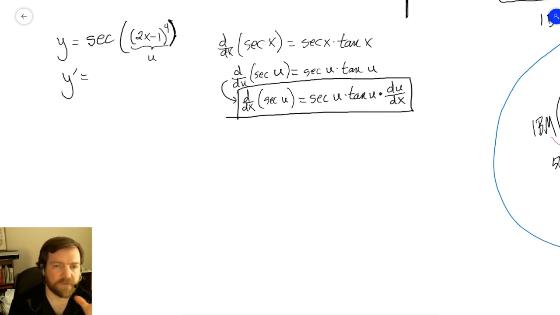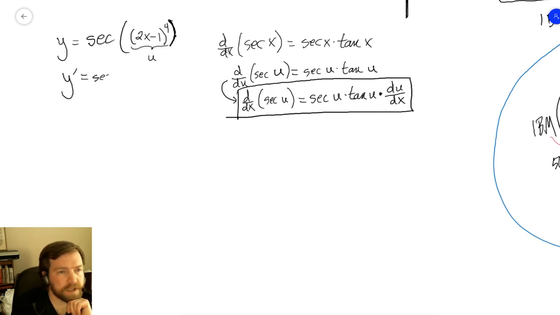You got an embedded function u inside of the secant function. So the derivative of the secant function with respect to anything for that matter is going to be the secant of that same thing times the tangent of that same thing. Then you have to worry about what derivative are we taking and what's the stuff on the inside. So then we need to take the derivative of the stuff on the inside with respect to the variable we had outside.